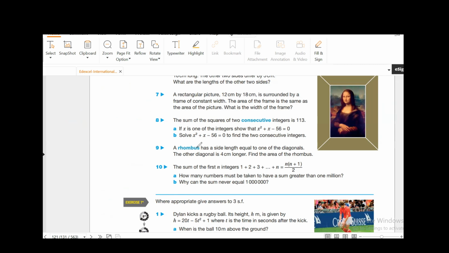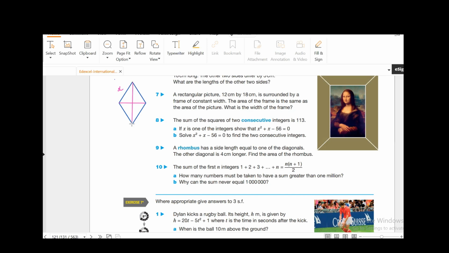Next, we try one more. Earlier, I was thinking about a rhombus. So look, if we have a rhombus, this one, remember that the rhombus has opposite sides equal and opposite angles equal. They say a rhombus has a side length equal to one of the diagonals. For example, let's suppose the side length is x, and they say this is equal to one of the diagonals. These are the diagonals. This is one diagonal, this is the second diagonal.